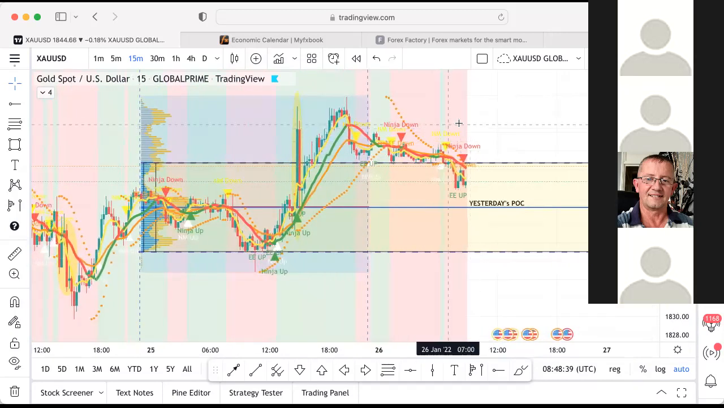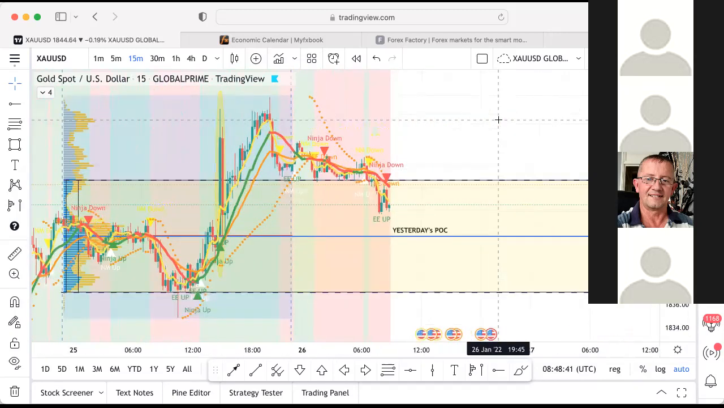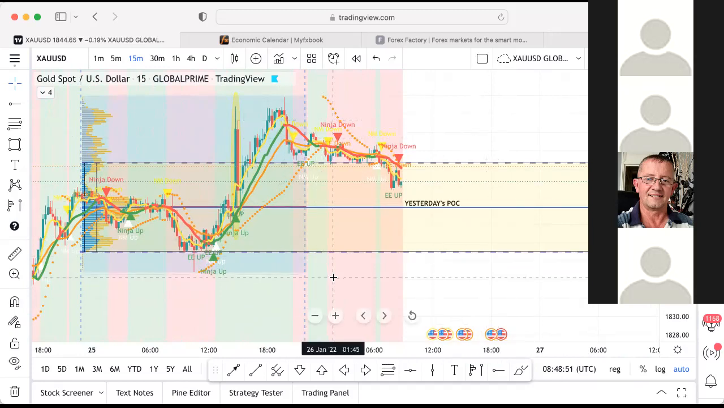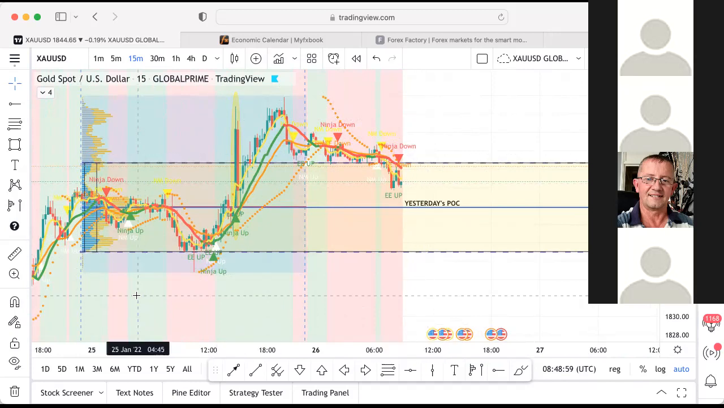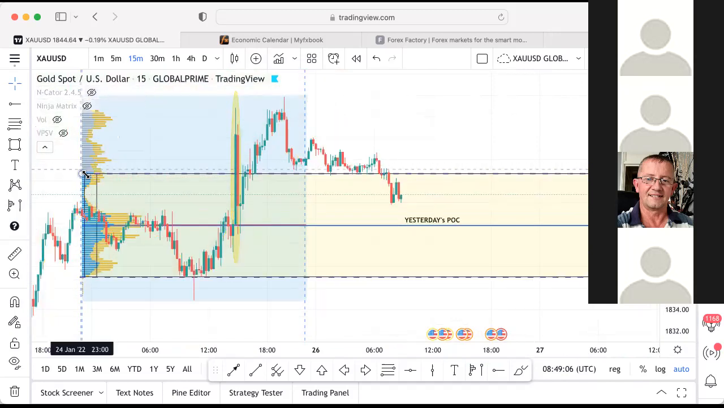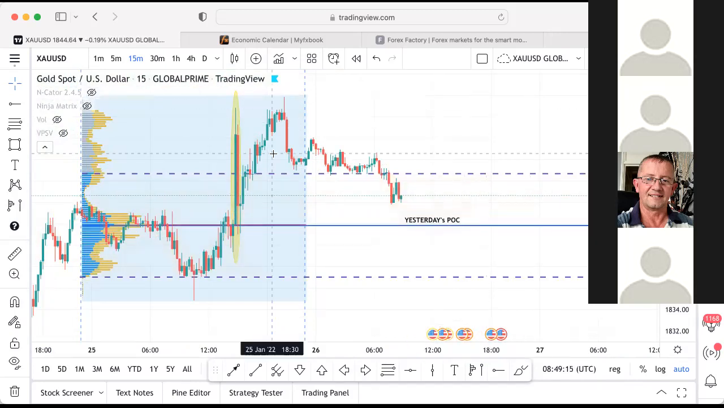So that is how you would get set up for the 3-line strategy. I want to move on a little bit and show how I use the same strategy or variation of the strategy to take pips outside of that value area. So if I get rid of the matrix, get rid of the Ninjacator, I'll get rid of that and start off with a clean chart again.